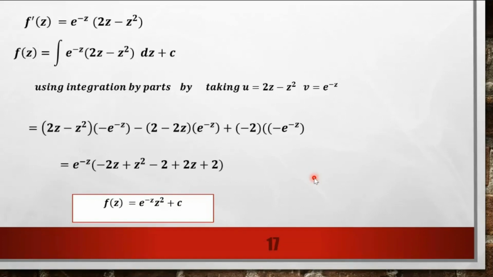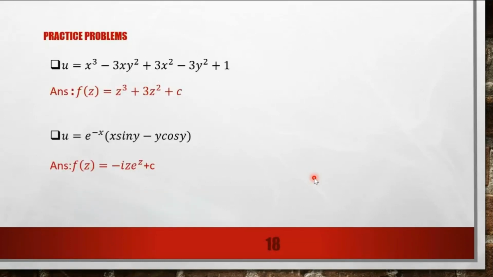We'll continue tomorrow. I've given 2 problems for practice. Just try this at home. I will share the PPT or you can just take down the problems here. x cube minus 3xy square plus 3x square minus, u is given. So you have to find ux, find uy, put x equal to z, y equal to 0, and substitute in f dash of z.